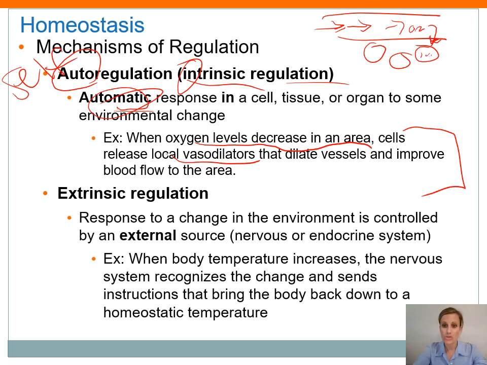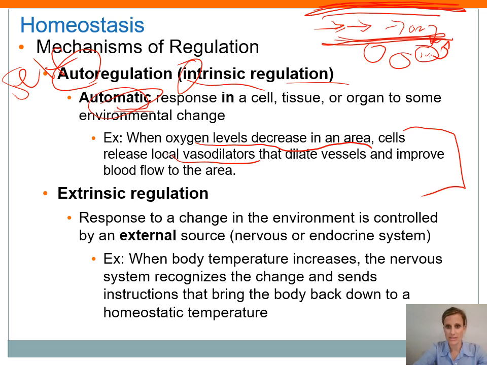So these cells don't have enough oxygen. Okay, oxygen levels have gone down. That means it's no longer homeostasis, right? It's not balanced anymore. It doesn't have enough oxygen. So this cell notices, okay, I don't have enough oxygen, and it releases a chemical that comes over here and dilates this blood vessel. That means it makes the blood vessel bigger.